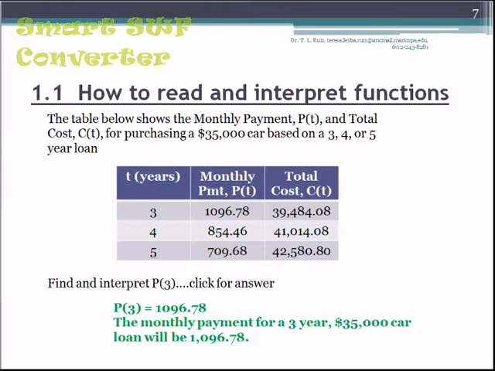Another example of how to read and interpret functions is based on this table below, where t is in years, and we have the monthly payment p of t and the cost c of t. If I ask you to interpret p of 3, you would say, well, p of t has to do with a monthly payment, so p of 3 must equal $1,096.78. Or the monthly payment for a 3-year $35,000 car loan will be $1,096.78.